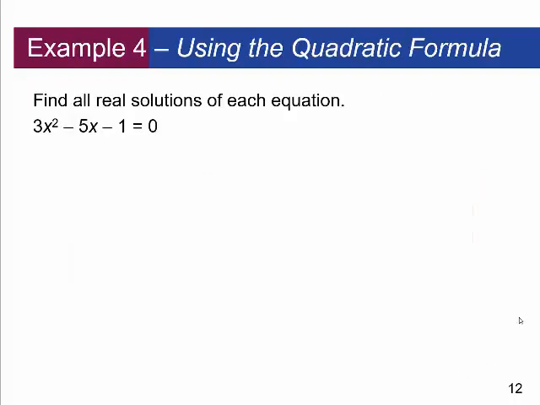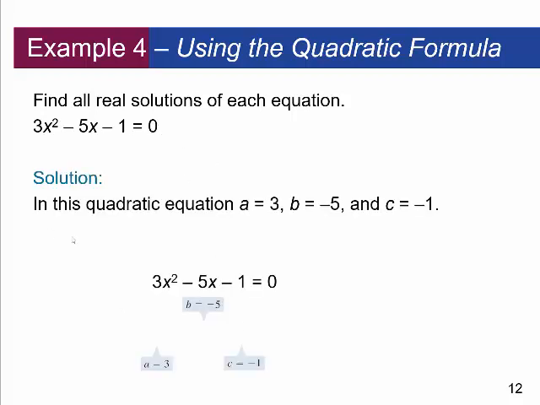All right, so let's try this one. Let's find all real solutions for this equation: 3x squared minus 5x minus 1 is equal to 0. In this quadratic equation, my value of a, the coefficient in front of the squared term, is 3. My value of b is negative 5. Whenever there's a negative with it, when you use the quadratic formula, it goes along with the value. And my constant term, c, is equal to negative 1.